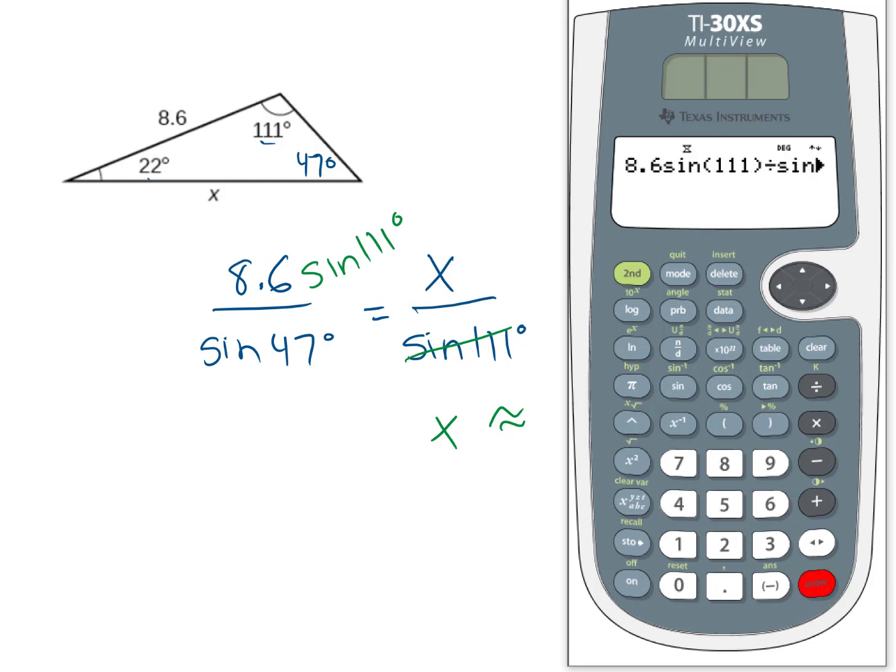Okay, and that gives me 10.977, so that's going to round to 11.